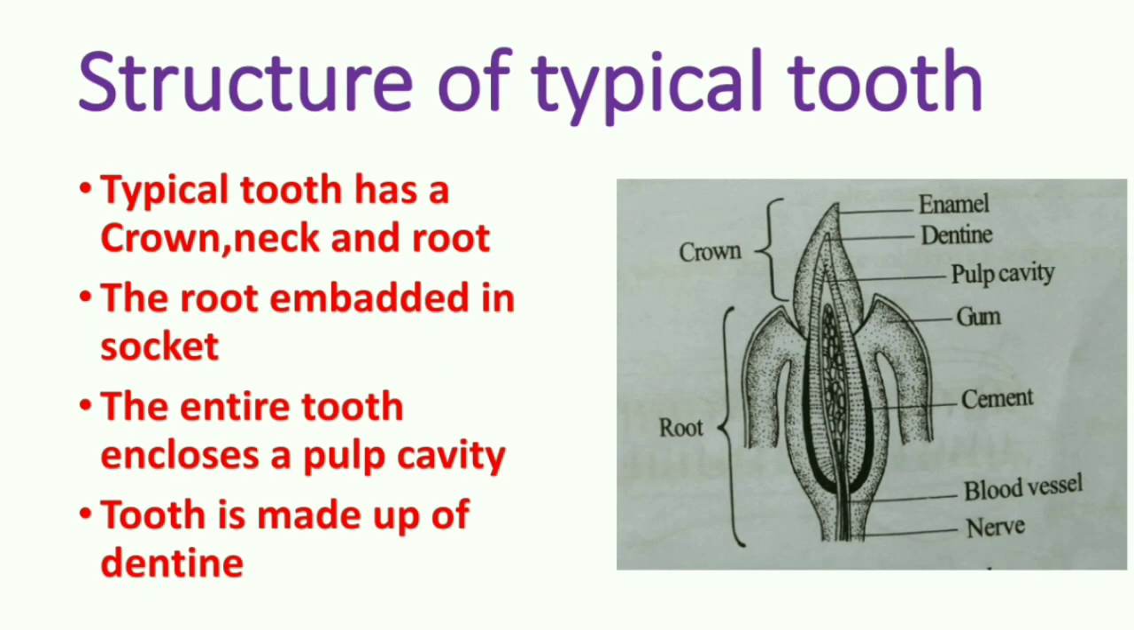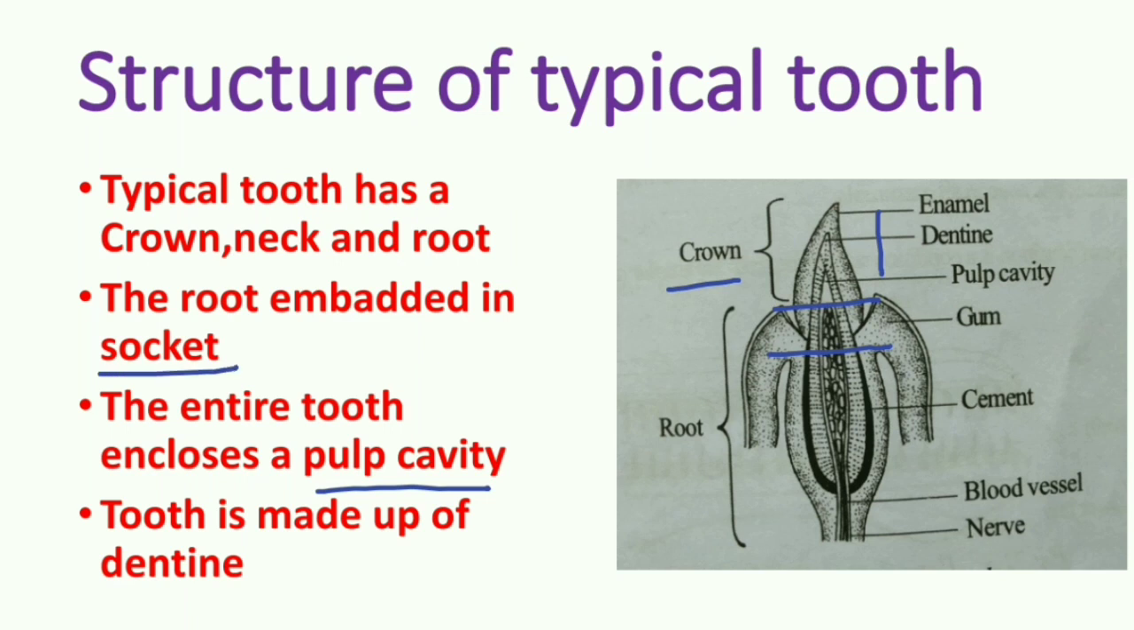First we will discuss the structure of a typical tooth. The typical mammalian tooth has three parts: the crown at the top, the neck, and the root at the bottom. The root is embedded in the socket. The entire tooth encloses the pulp cavity.